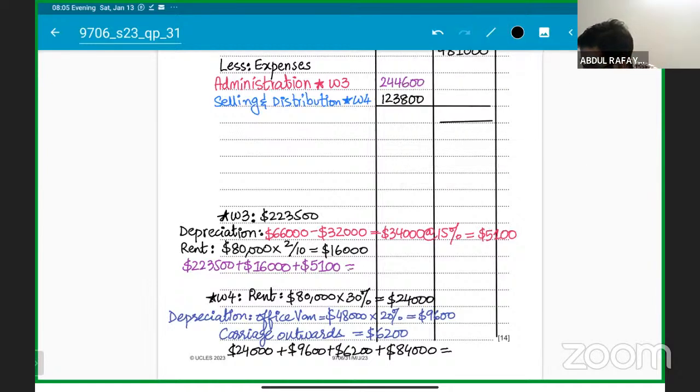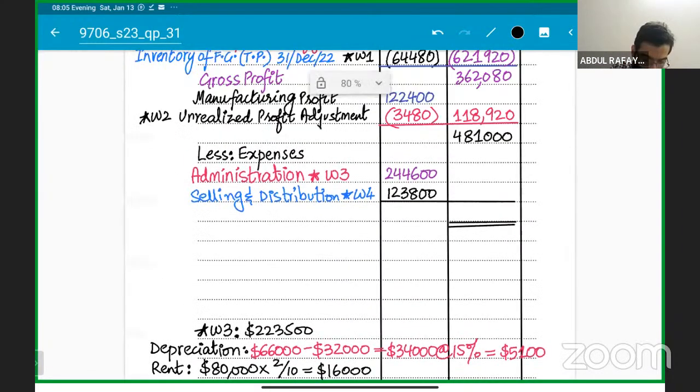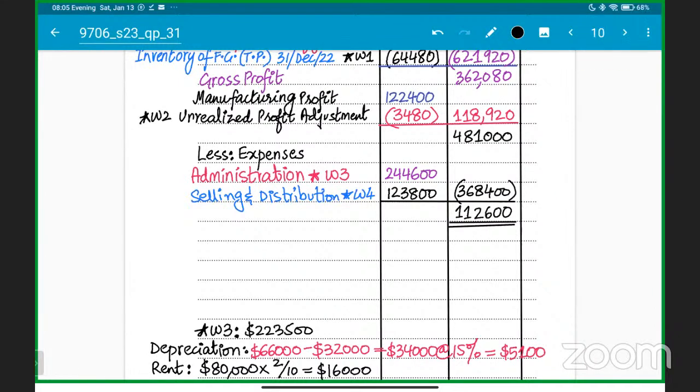That's it. You will get the final profit for the year. Okay, understood, students? Let me know. 244,600 plus 123,800 is basically 368,400. So 481,000 minus 368,400 will be 112,600, okay? And that will result in the profit for the year.